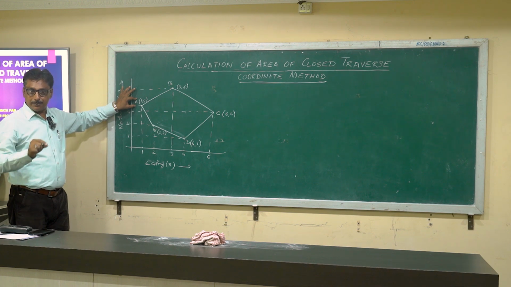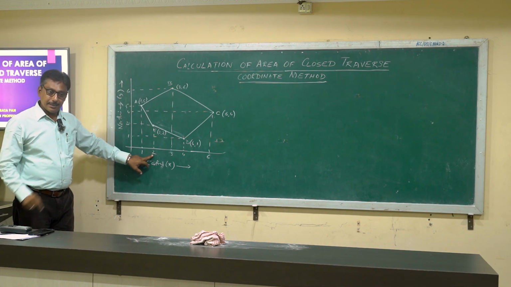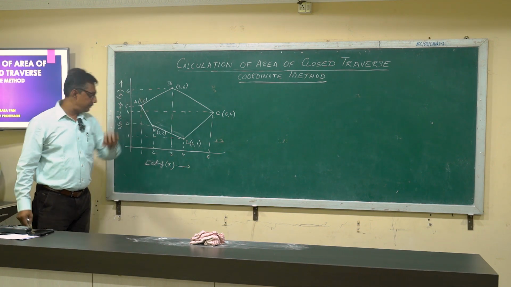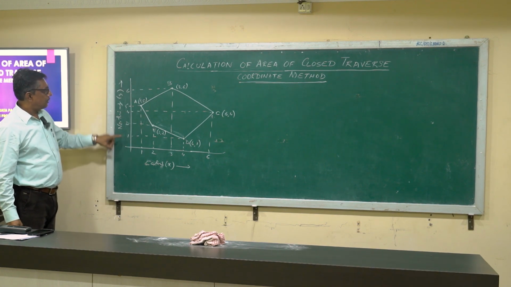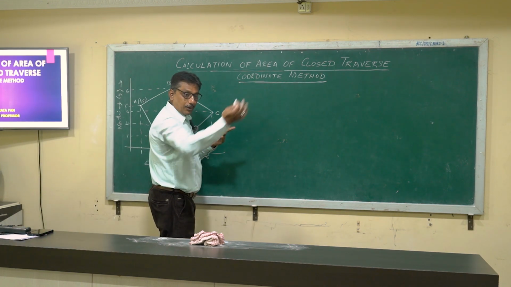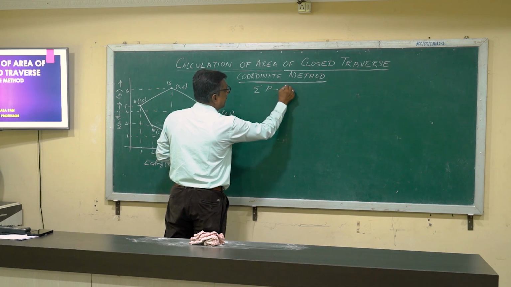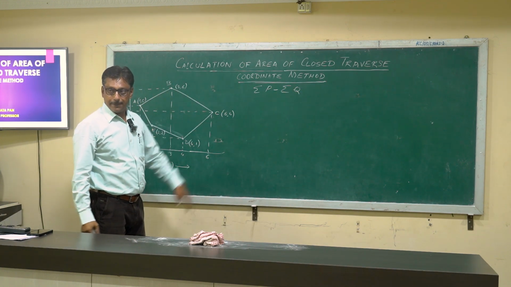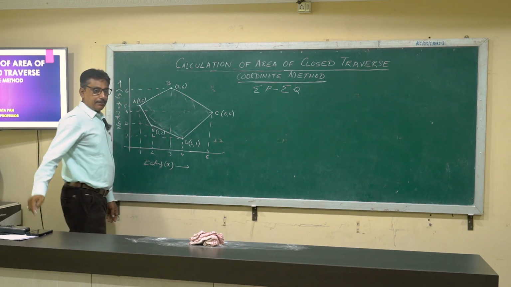What you have collected from the field, I am taking only the last digit. So the last digit of the 6-digit easting values are 2, 1, 2, 3, 4 and 5, and the last digit of the 7-digit northing values are 1, 2, 4, 5 and 6. Now again following the same equation, that is summation P minus summation Q, we can calculate the area enclosed by this particular traverse.